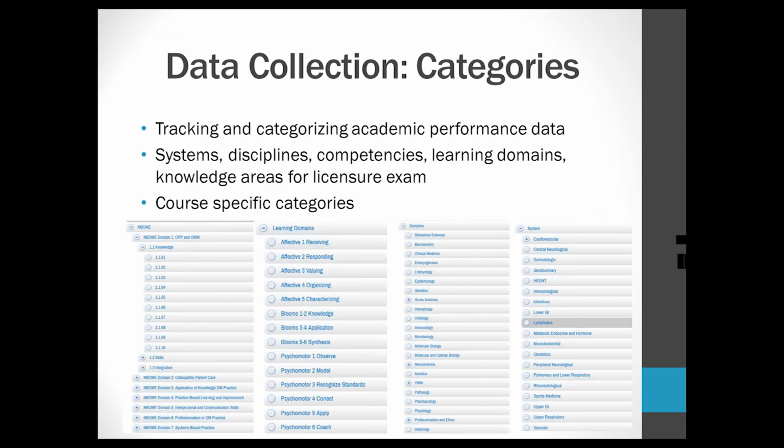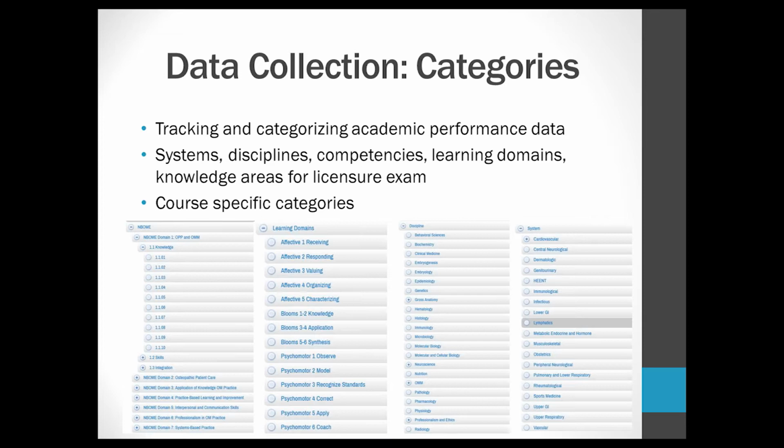We can categorize even one written exam question to, let's say, system, discipline, learning domain, and competency, which are the four examples that I've provided here for you in this slide. But we really can develop any sort of category structure to measure whatever we would choose to measure. And what this allows me to do as the ultimate goal is I can develop student performance reports and manipulate our data to investigate how students are performing really in multiple areas in our curriculum.